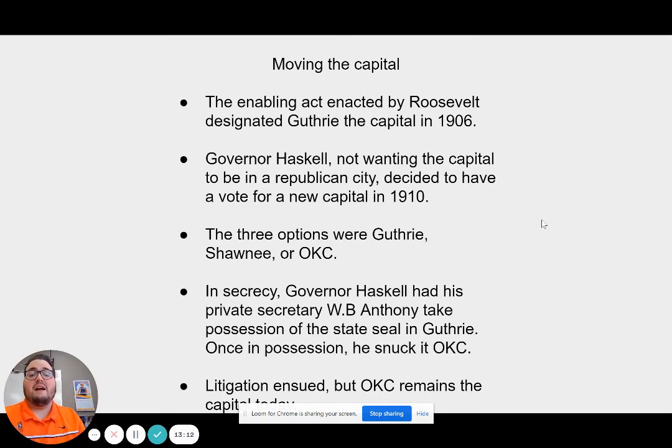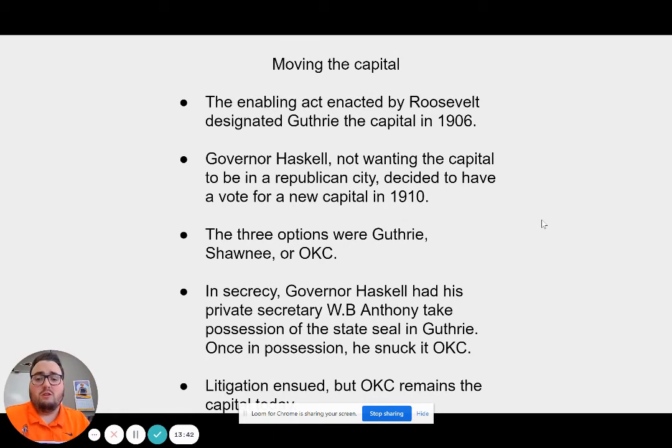Governor Haskell, not wanting the capital to be in a Republican city. Governor Haskell was a Democrat. He did not want his capital in a Republican city. He wanted it to be in a Democratic city where more people would be on his side. So he decides to have a vote for a new capital in 1910. There were three options: Guthrie, which was a Republican city; Shawnee, which was a Republican city; or Oklahoma City, which was a Democratic city.